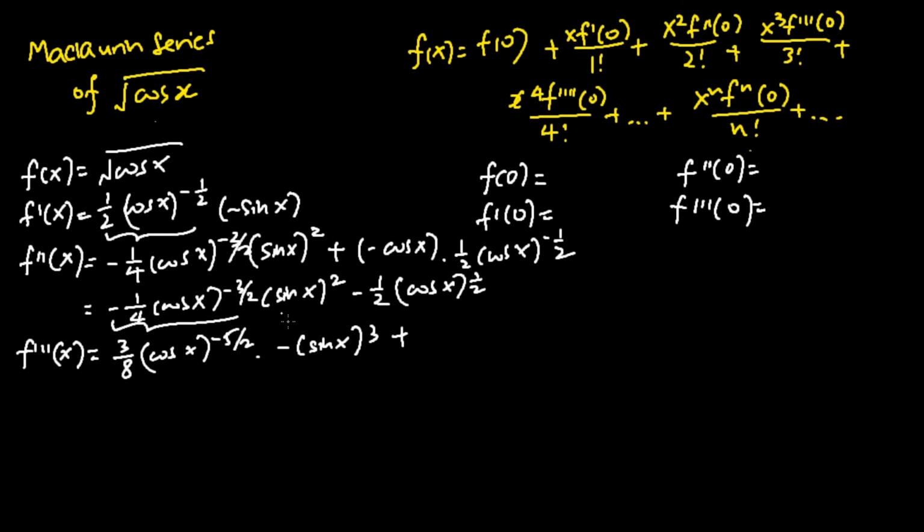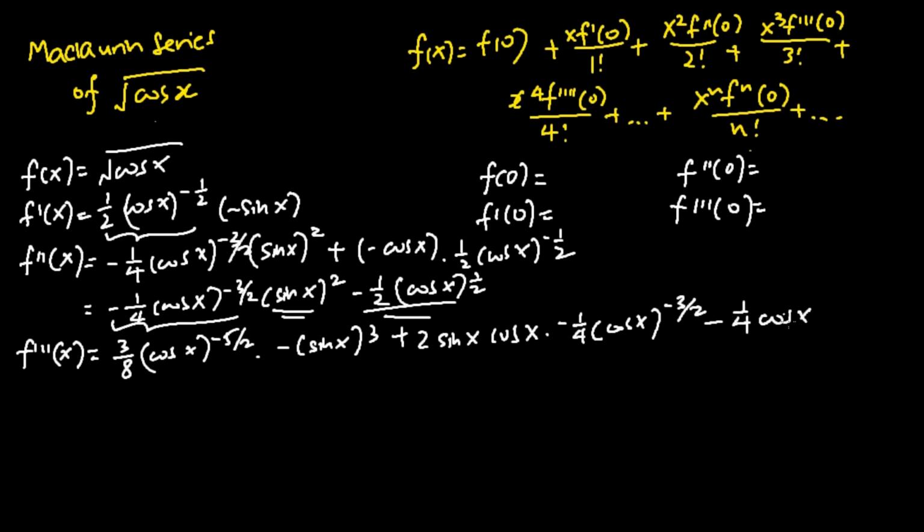And then we will differentiate sine x the whole thing squared. We get 2 sine x cosine x times negative 1/4 cosine x to the power of negative 3/2. And then we will work out the last term of f double prime x. We get the following, which is 1/4 cosine x to the power of negative half. Differentiating cosine x to get negative sine x. We simplify the whole equation and we get the following.